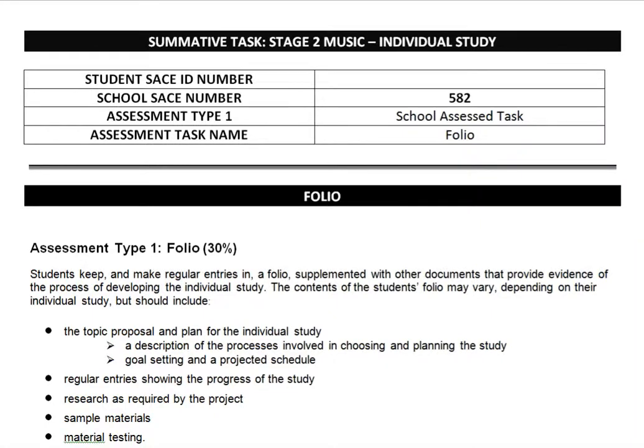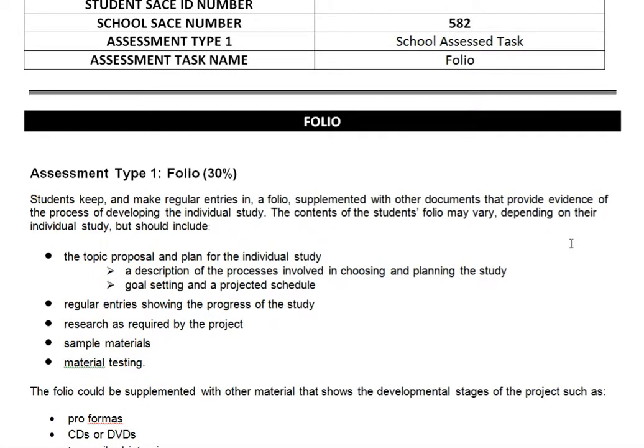Okay, so we're going to be looking at Stage 2 Music Individual Study, the Folio. Now the Folio is worth 30% of your grade, and together with the product makes up the 70% of the school assessed tasks. So it is a reasonable part of your assessment. You're going to be completing it alongside of your product. So whenever you do anything on your product, you're also going to be working on this part as well.